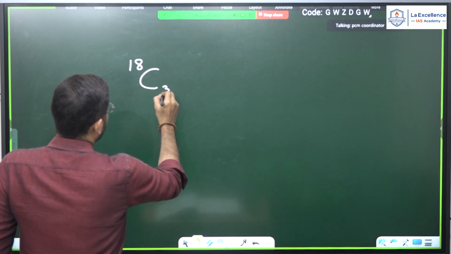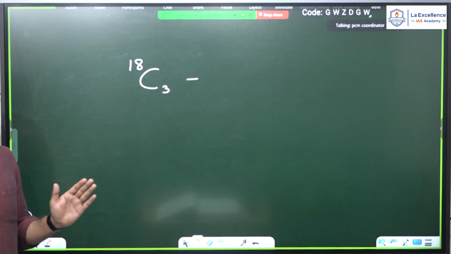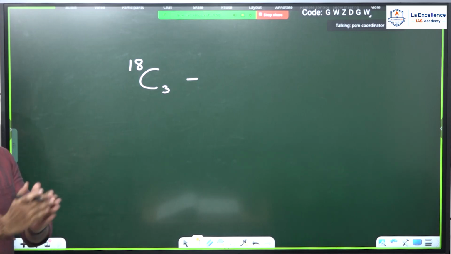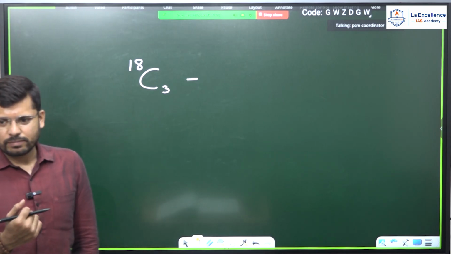18C3 will give us the number of triangles that would have been formed if all the points were non-collinear. But we need to eliminate the picking of those 3 collinear points, right? Out of 5, if you pick any 3, that will not give you a triangle. So we need to subtract 5C3. Yeah, that is fine.